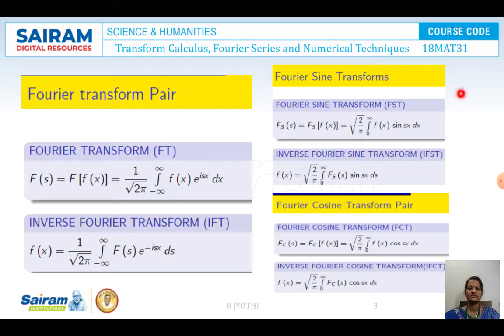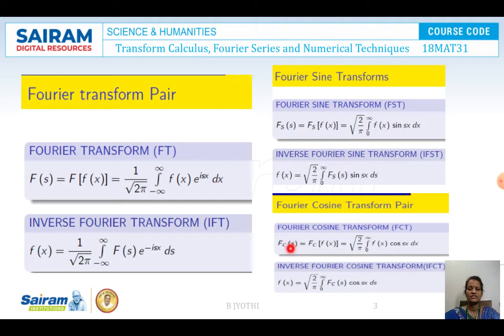Now the Fourier sine transform is given by Fs(s) = root of 2 by pi times integral 0 to infinity f(x) sin sx dx, and similarly the inverse Fourier sine transform is given by f(x) = root of 2 by pi integral 0 to infinity Fs(s) sin sx ds.